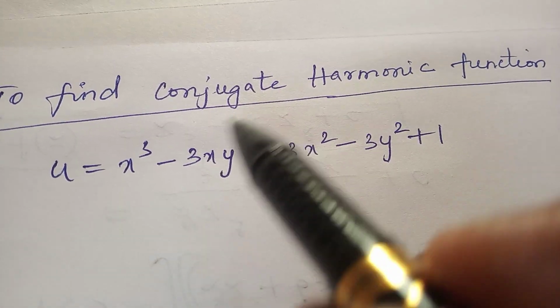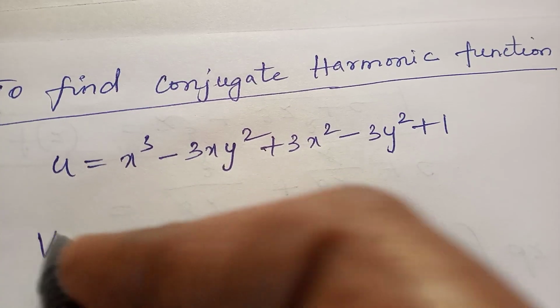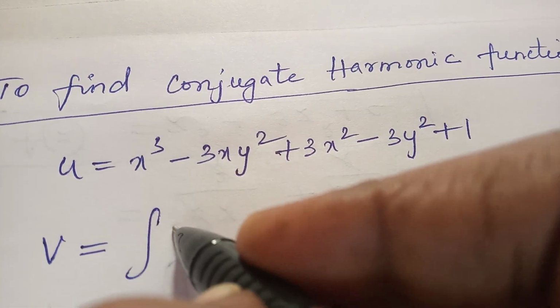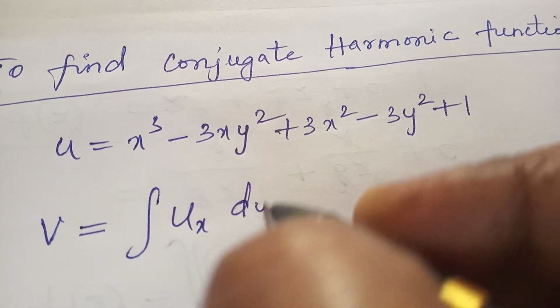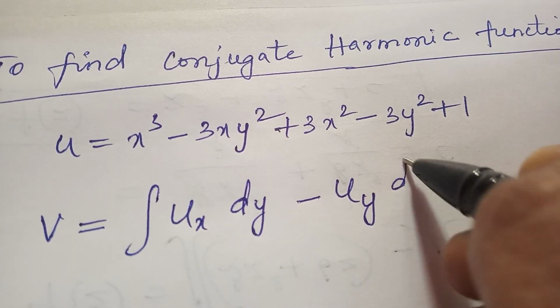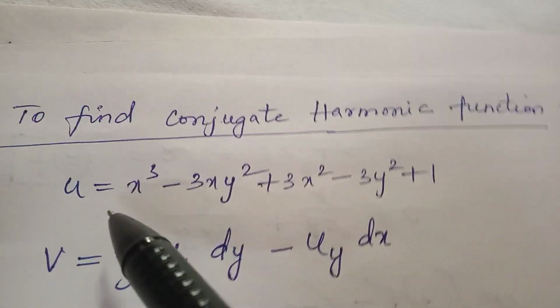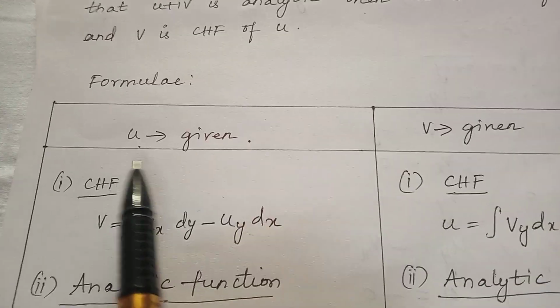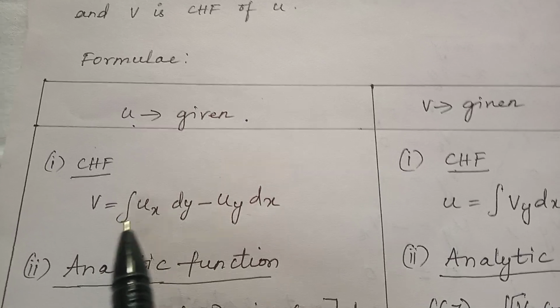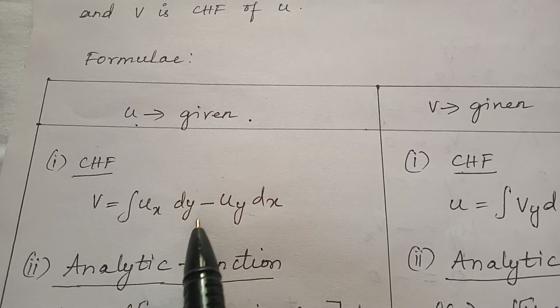you have to find it for u. So for u, v is the harmonic conjugate, and what's the formula? The formula I have already written. The formula is: integral v equals integral of u_x dy minus u_y dx. So this is the formula when u is given. This I have shown in a table. See this, when u is given, the conjugate harmonic function v, the formula is this: integral of u_x dy minus u_y dx.